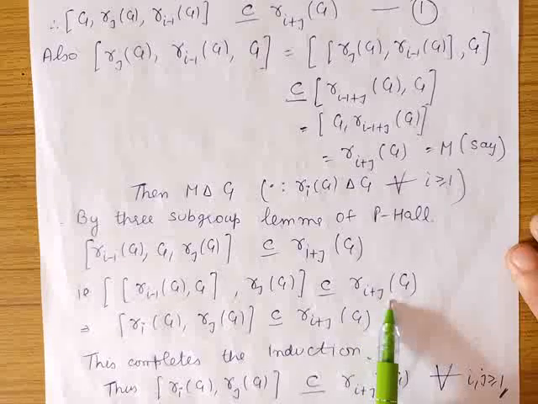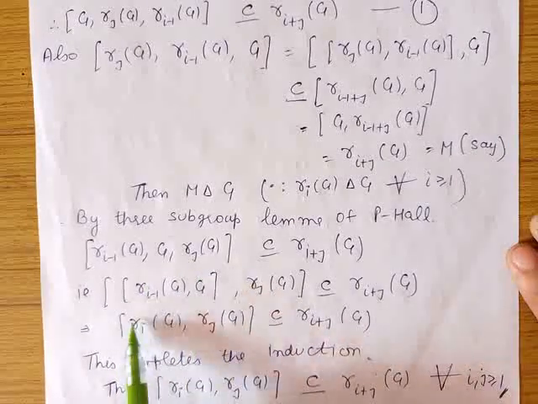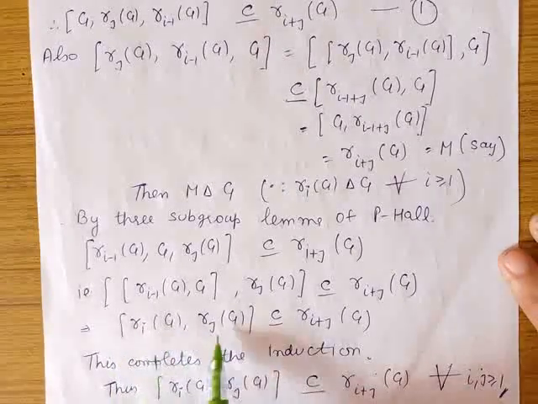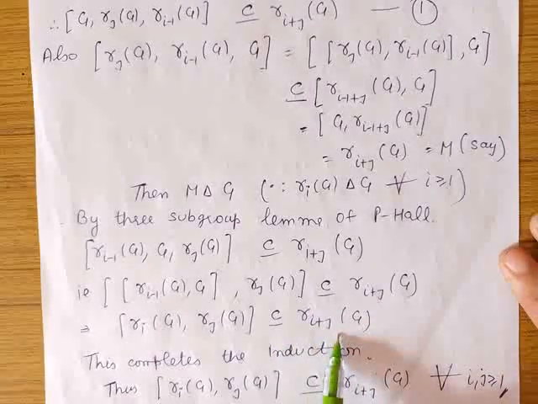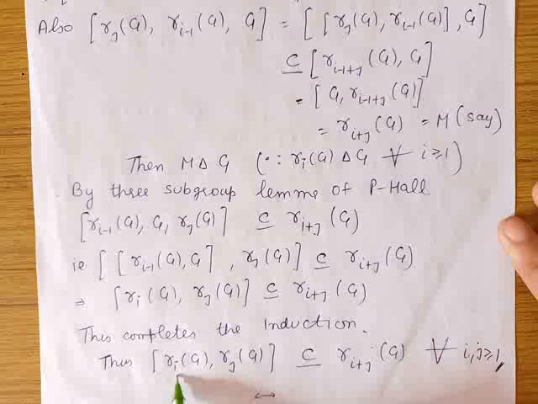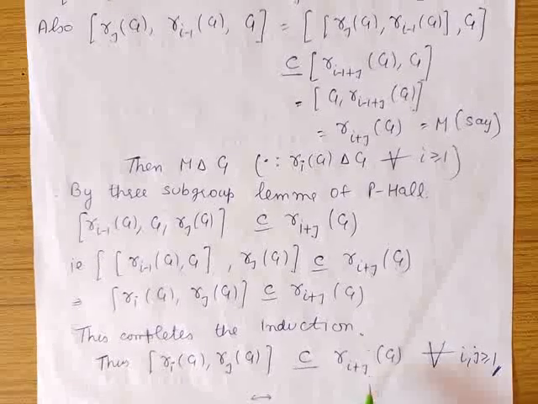Now again, by definition of the lower central series, the commutator of γ_{i-1} with G is γ_i. So we have obtained that the commutator of γ_i with γ_j is contained in γ_{i+j}. So this completes the induction. So we have proved that the commutator of γ_i with γ_j is contained in γ_{i+j}, and this is true for every i and j which are greater than or equal to 1.